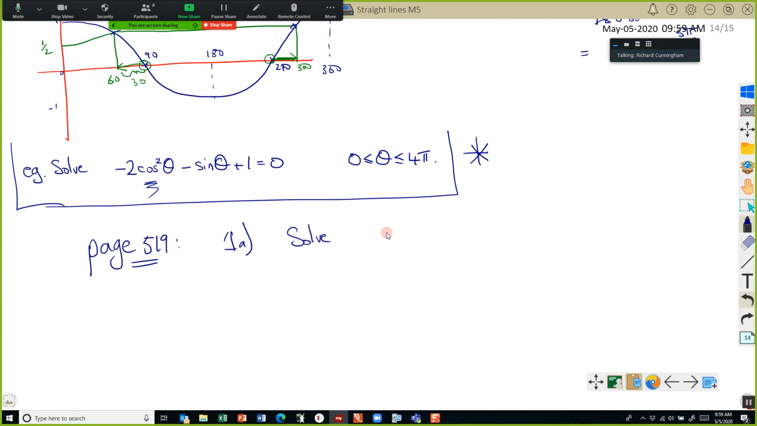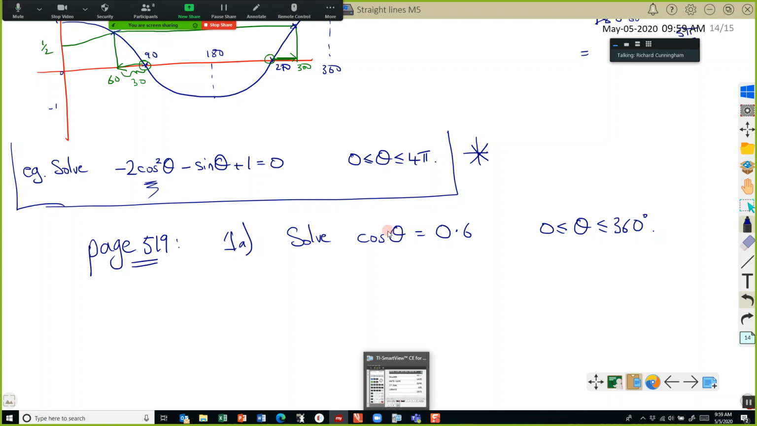So the first thing you're going to look at is, we're going to solve cos of theta. This is question 1a, equal to 0.6, and we're doing it between 0 and 360. So this is nice, we're working in degrees. And what operation do we have to use if we want to find out what theta is? Yeah, inverse cosine. And the calculator will do this for you.